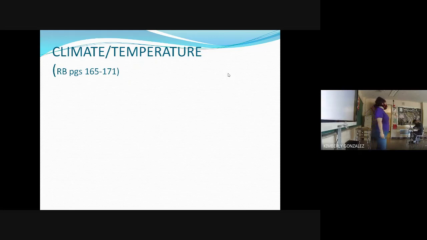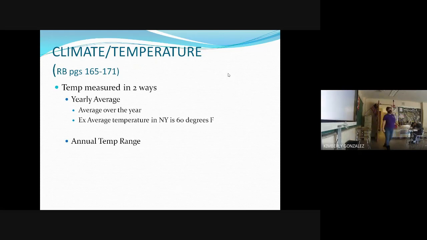So when you are looking at climate, let's start with the temperature. Temperature is going to be measured in two different ways. The first way is the yearly average. So every year, December 31st rolls around, and they look at the past year's monthly averages, add them up, divide by 12, and you get your yearly average for that year, okay? They do that every single year to see, is there a pattern? Are we increasing in temperature? Are we decreasing in temperature? Is there a random year where we're hotter than the others? Why was it hotter than the others? Why was it colder than the others? The average for New York is 60 degrees Fahrenheit. We are approximately 60 degrees Fahrenheit.